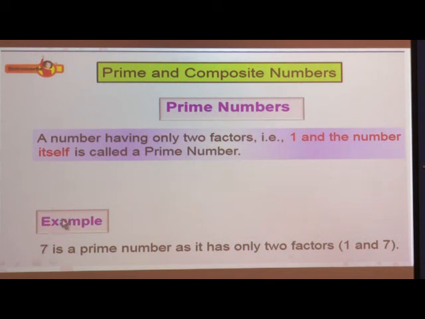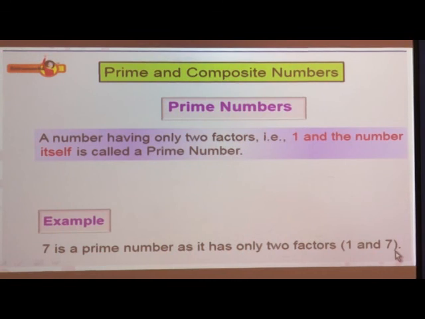For example, 7 is a prime number. What are the factors of 7? 7 is divisible by only two numbers, that is 1 and 7. So, factors of 7 are 2. What are those two factors?